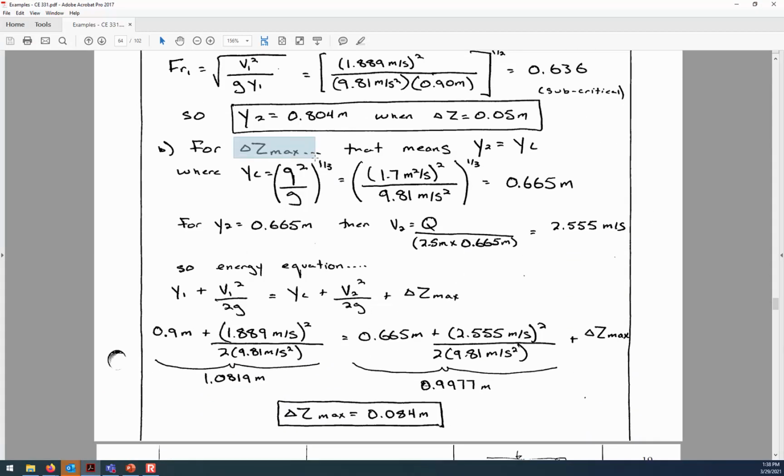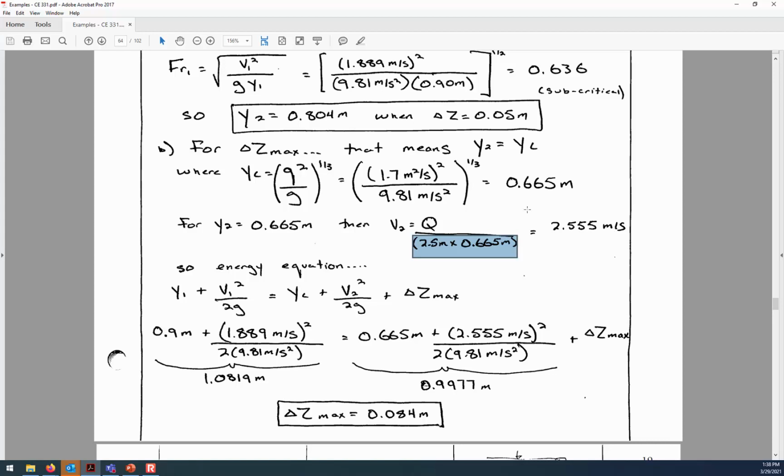All right, so if we want the maximum delta Z, then that means y2 is going to be the critical depth. And so we can solve for that since it's a rectangular channel using flow per unit width squared divided by g, to the 1/3 power. 0.665 is the critical depth here. And if that's the depth, then we can directly solve for the velocity, because the velocity is simply going to be q divided by A.